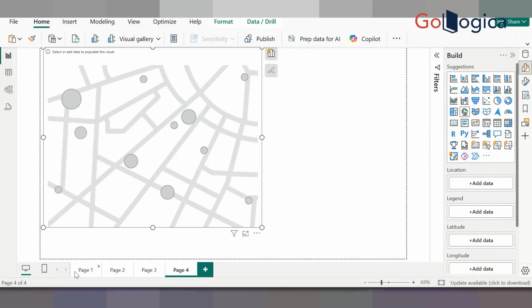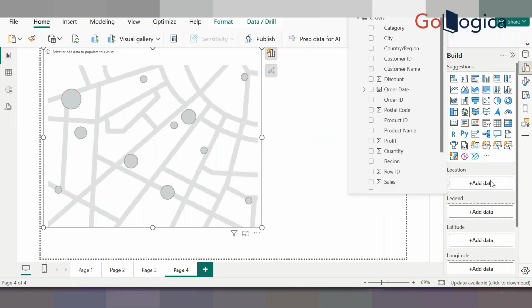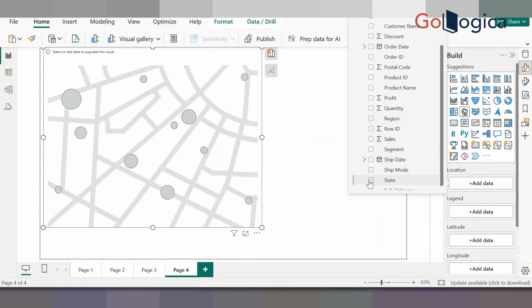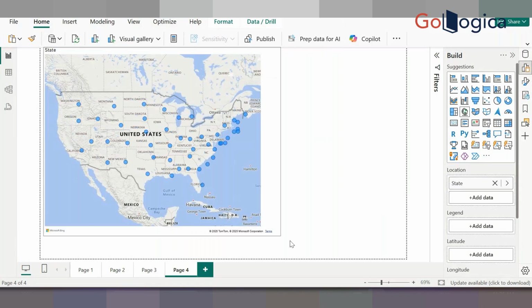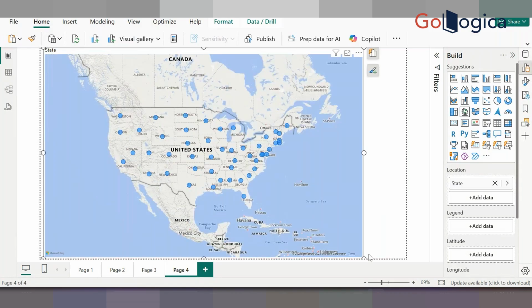So I need to take any of those fields: state, city, country, or postal code. We have only one country but many states, so I'll just take the states here as a location. Automatically, you can see it is trying to read. We have around 49 different states, and the names of the states are like California, Washington, Illinois, Texas, and you can see based on this that a map is being created.